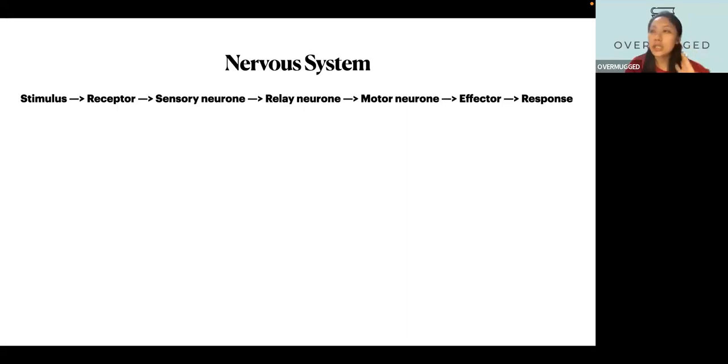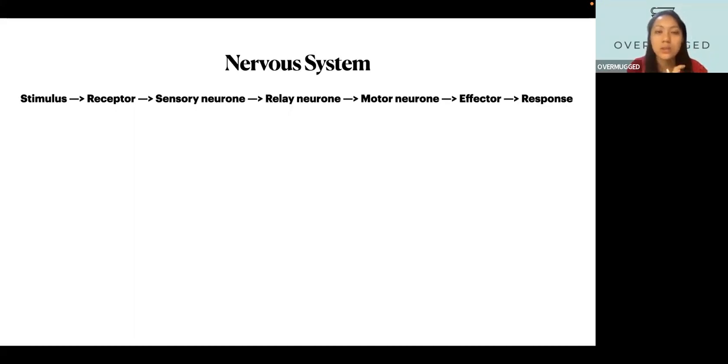So suddenly a change in light intensity, or suddenly there is a bug flying around you, or suddenly you feel very cold, or very hot. All these are stimuli, changes in the environment. And then the receptor senses the stimulus. And then sensory neuron, relay neuron, motor neuron. These 3 neurons are where the nervous system comes into play.